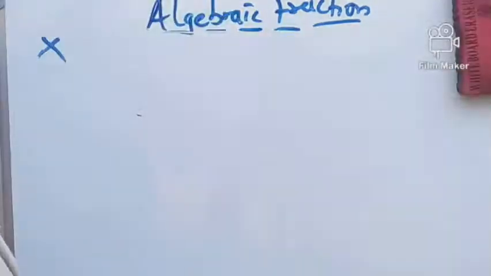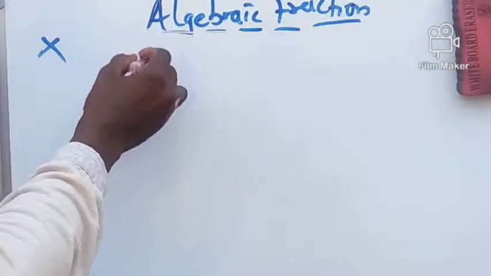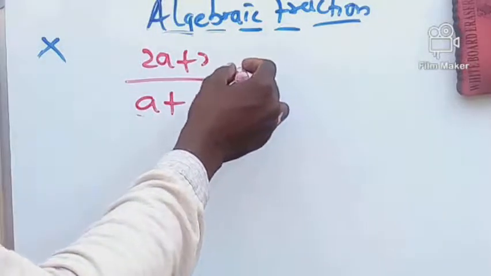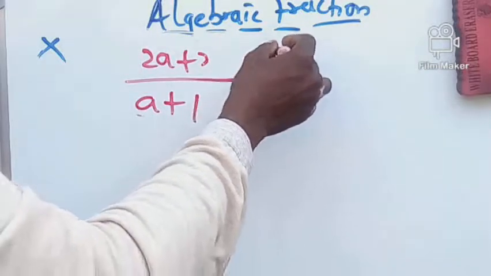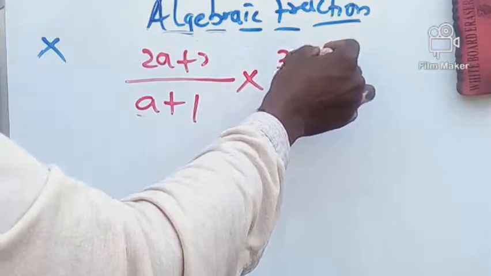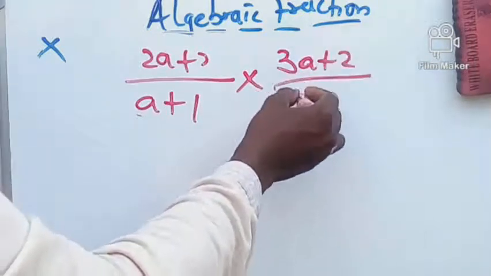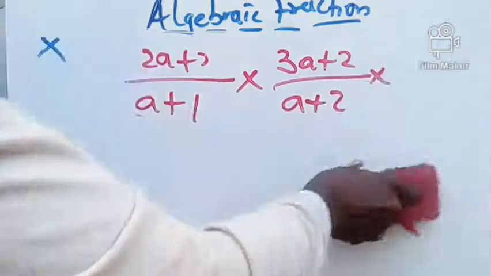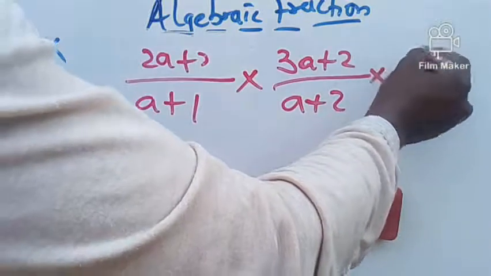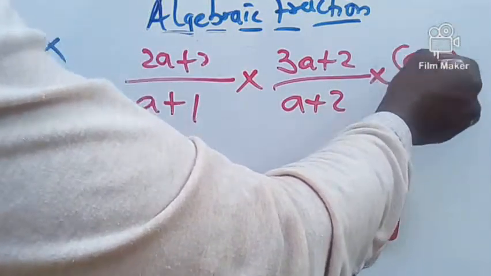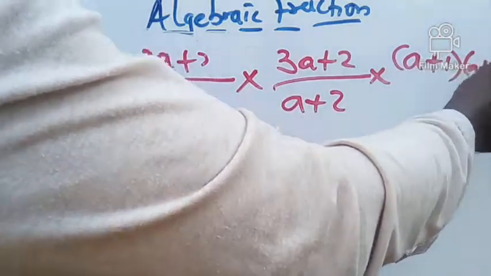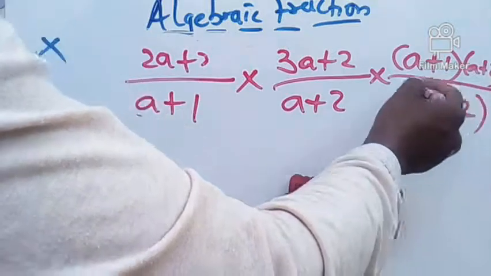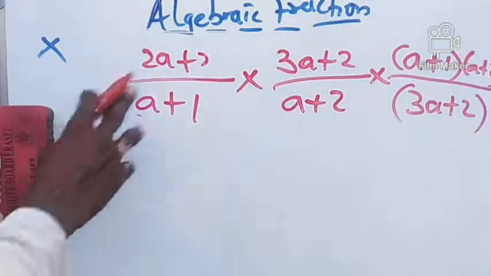So let's take another example involving multiplication. Let's say we have 2a plus 3 divided by a plus 1, multiplied by 3a plus 2 divided by a plus 2, multiplied by a plus 1, a plus 2, divided by 3a plus 2. How do we solve this problem? This involves multiplication.